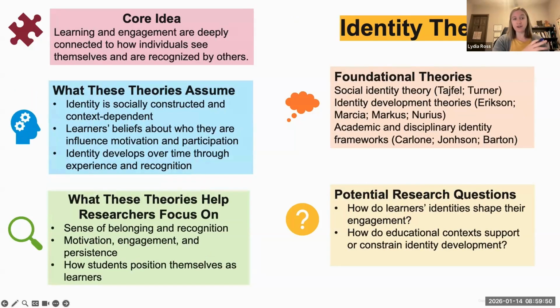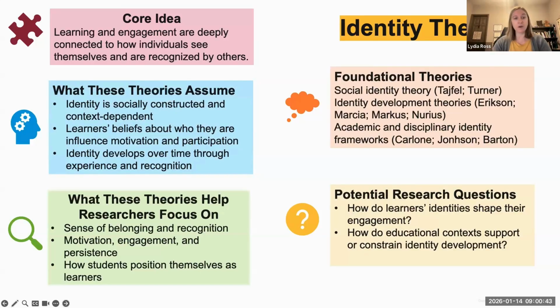Identity theories shift our attention from interaction alone, and we focus on how learners understand themselves and how they are recognized by others. From this perspective, learning and engagement are deeply tied to identity. This could be whether students see themselves as capable, if students feel valued, if they feel like they belong in a place or in a particular learning space. Identity theories assume that identity is socially constructed and context dependent. So, as students or people move through different contexts, different identities might come up more often. And this can change over time, and also in response to how others might treat them or how they feel others are perceiving them.